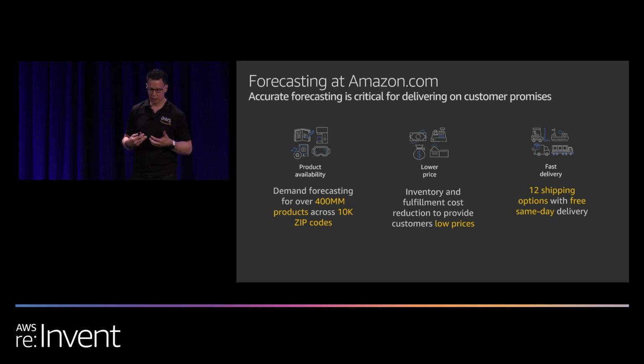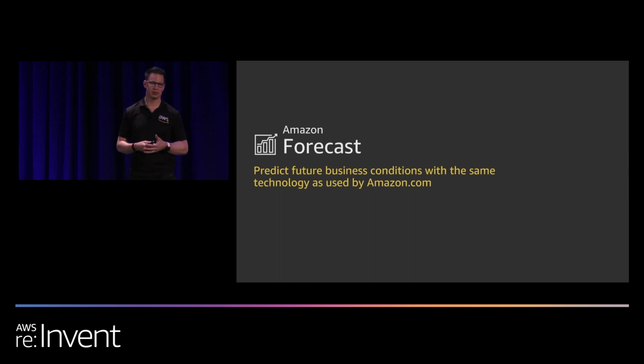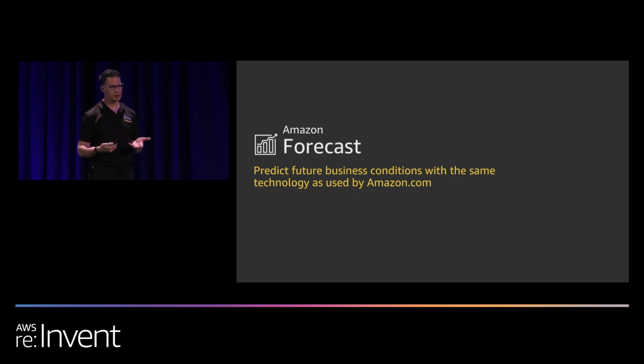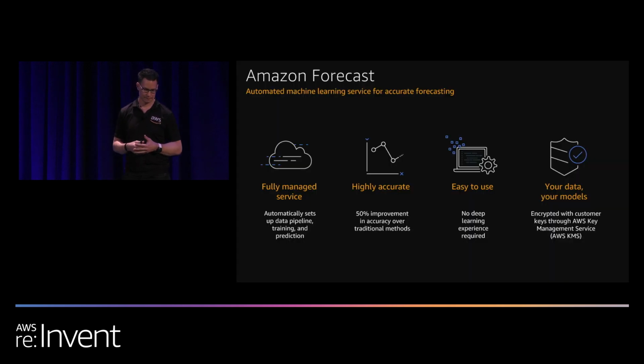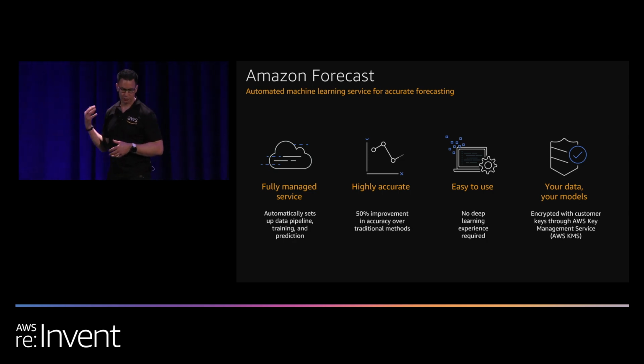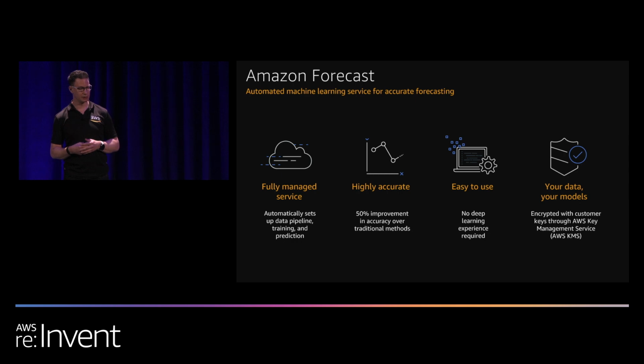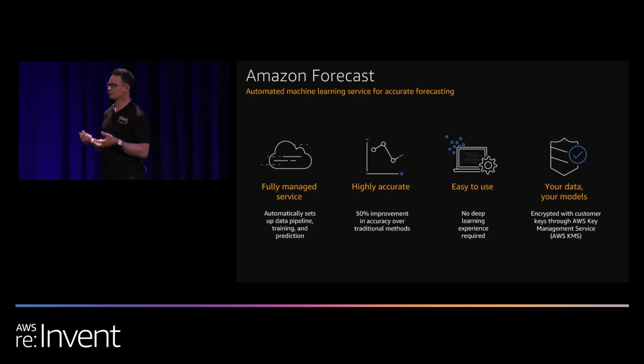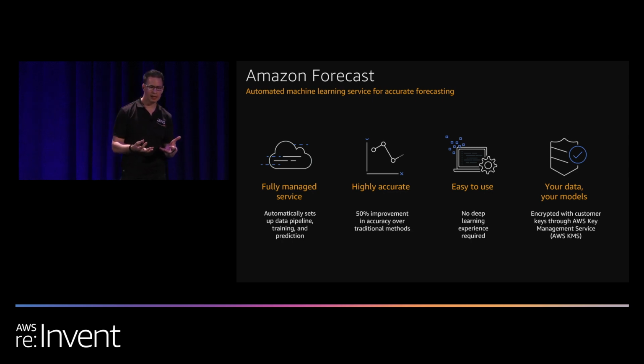And we did, and as a result, we've now made it available for customers as a service from Amazon called Amazon Forecast. So this enables you to predict future business conditions using the same technology that we developed at Amazon.com. It's a fully managed service. It's highly accurate across a range of challenges that I'll cover in more detail in a second. One of the key benefits is it's really easy to use. And we're going to demo this today and show you just how easy it is to use without machine learning expertise. And it's on your data, in your AWS account, and it'll create your models that you can then use.